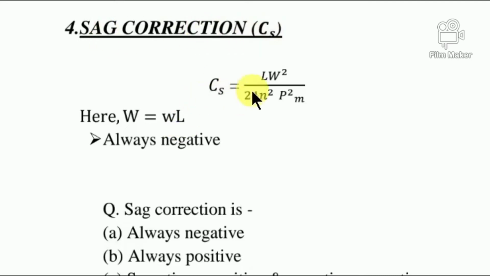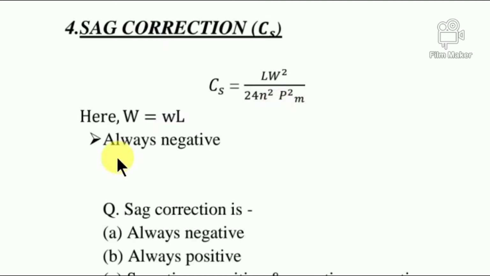So CS is W L square by 24 N square by PM square. Here CS is our sag correction, L is length of the tape or chain. Then we have capital W, which is total weight of tape. So total weight of tape is equal to small w into L. This L is the length and small w is weight of tape per unit length. Then this is 24. Then N is our number of spans and PM is pull during measurement.